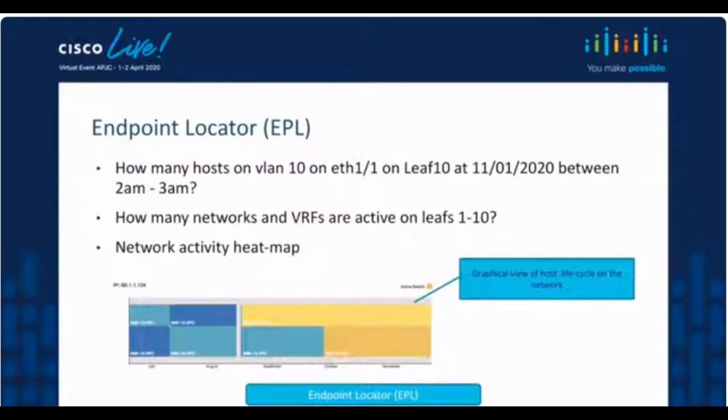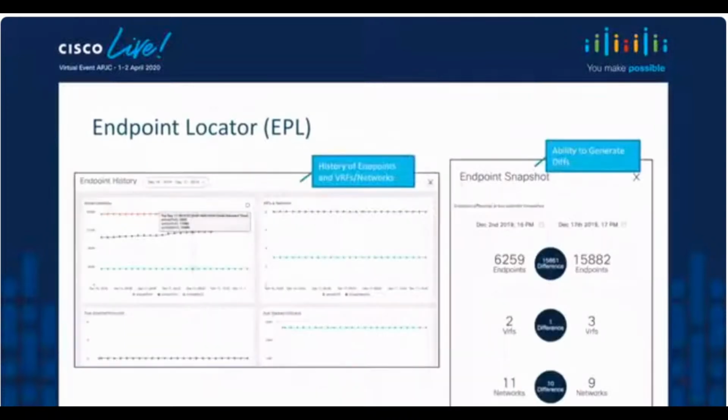Now, in fabrics, endpoints moving is pretty common. And if you want to track how these endpoints have actually moved and from which leaf to which leaf over time, you can track that as well. Again, this is all historical activity for your endpoints.